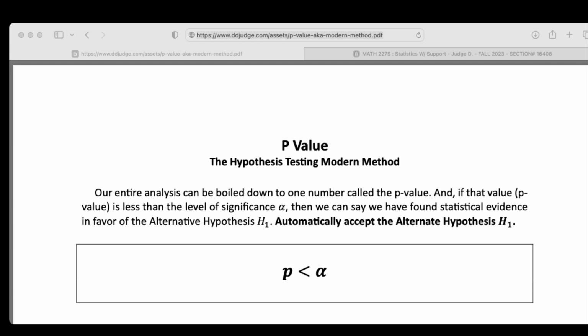Let's remember, this is fall 2023. What section are you guys again? Section 1, 3. What is that? So you guys know what section you're in? 408. I think it's 408. Let me double check. Yeah, 16408.